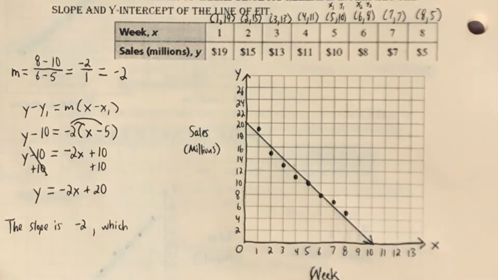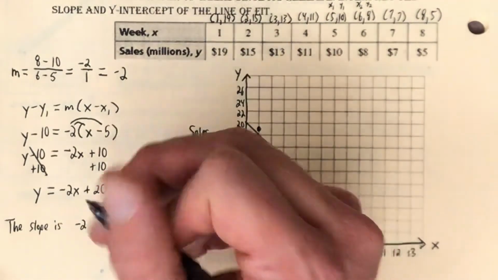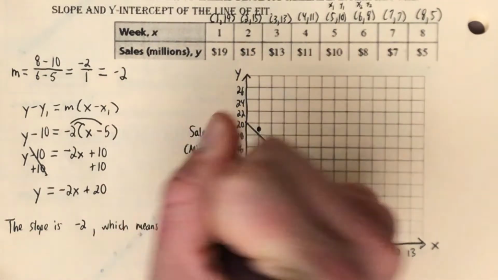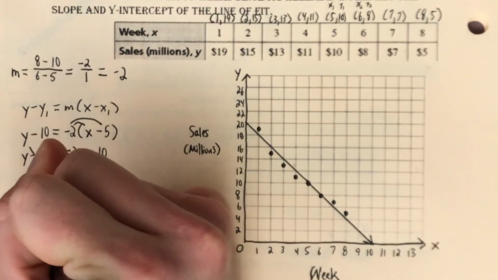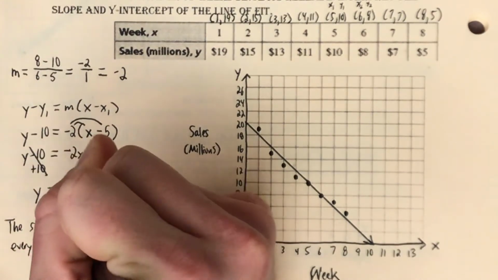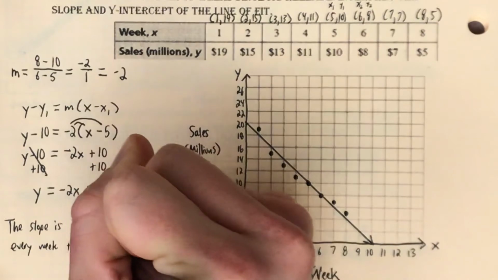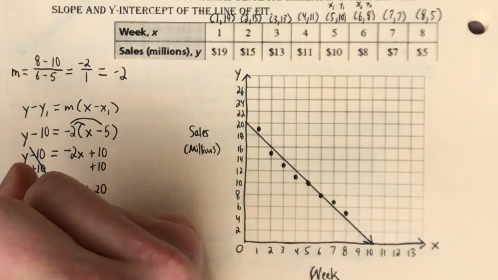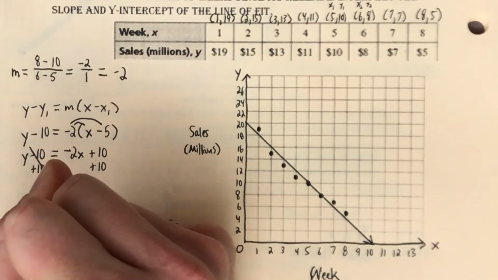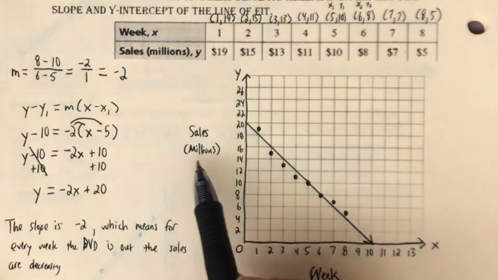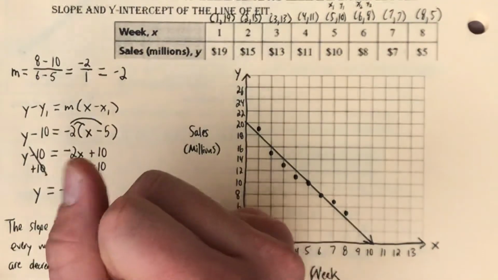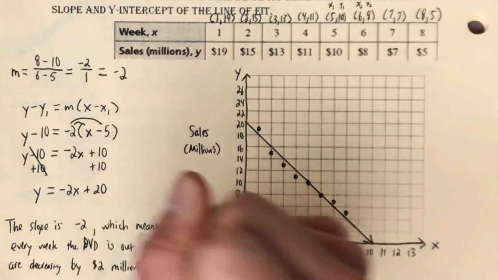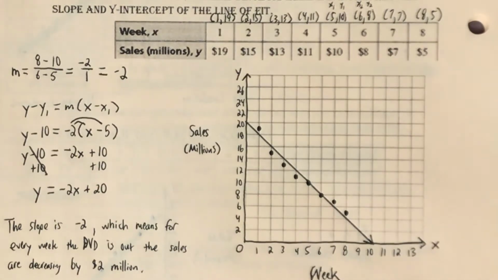So what I would say is the slope is negative 2, which means for every week the DVD is out, the sales are decreasing, and they're decreasing by about negative 2. Remember, that deals with millions. So I would say the sales are decreasing by 2 million. And that's how I'm interpreting my slope. That's what the line of fit's telling me.